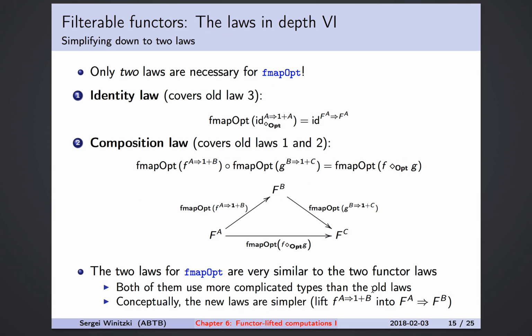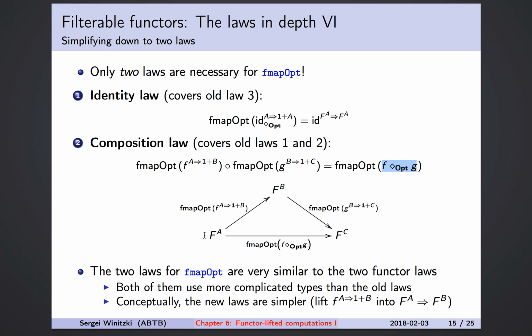So, in fact, only two laws are necessary for this fmapOpt. Namely, this law that if you take identity function, then the lifting of that into the functor context gives you identity function on the functor, on the container. And second law is the composition law, which is that if you take the composition of two lifted functions, that's the same as the lifting of the Kleisli composition of these two functions.